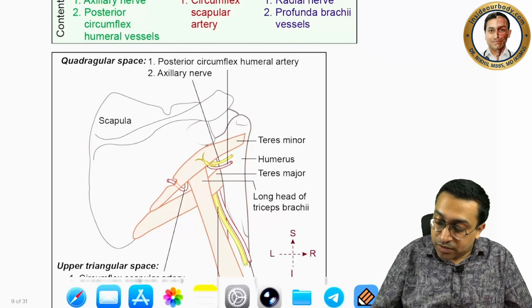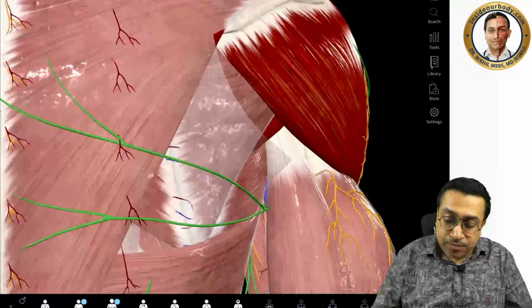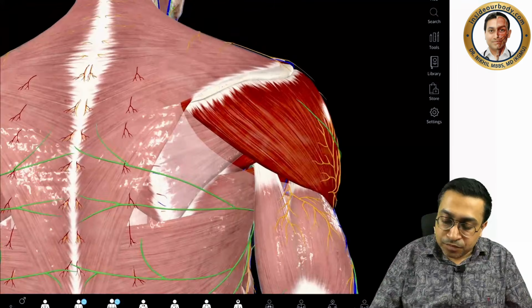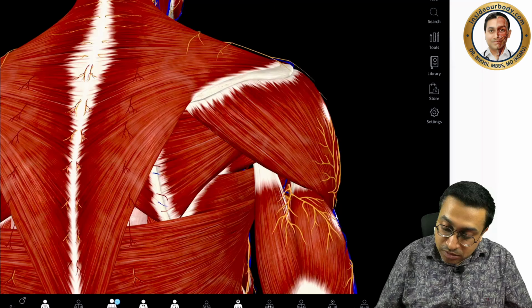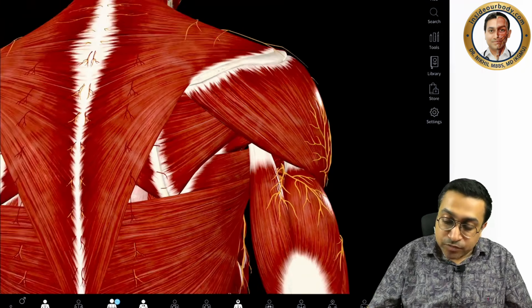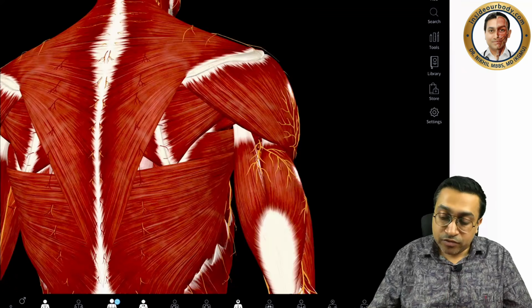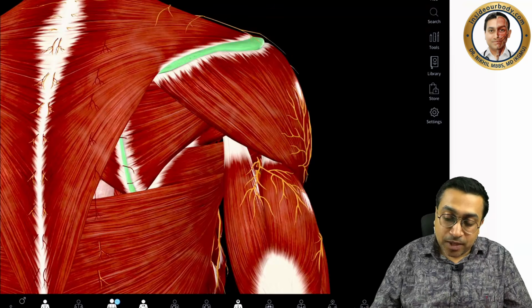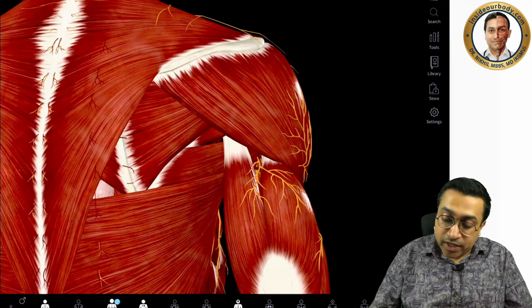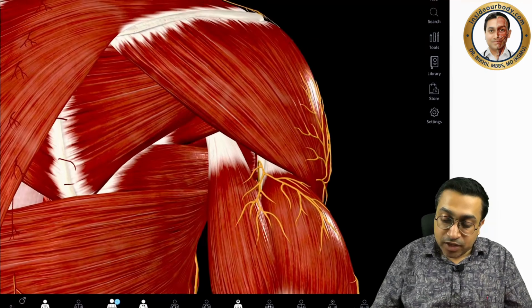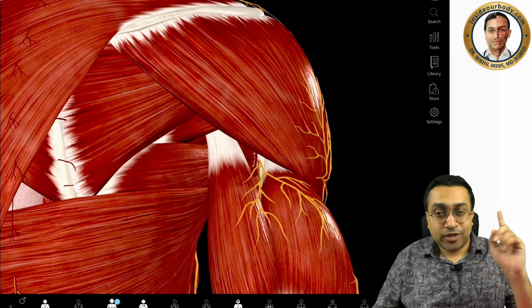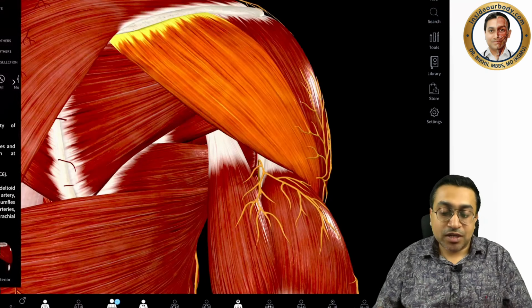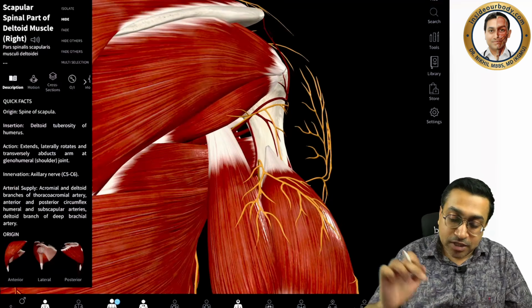So let me show you this in 3D so that you remember better. Let me bring the arteries, nerves and muscles. Now have a look. I hope you are getting an orientation where we are looking at. We are looking at the back region. This is the scapula bone. These are the triangular and quadrangular spaces in this area. Now there is a muscle which is removed in the schematic representation, that was deltoid. So I am removing the deltoid muscle.